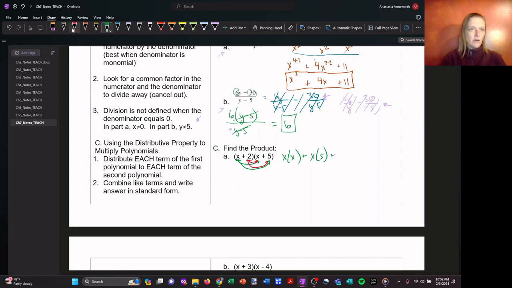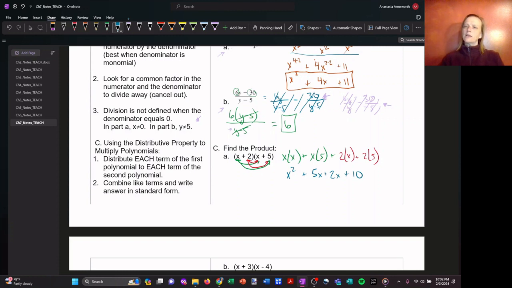Those were the ones I had written in green. What did I write in red? 2 times x. And then I have to think about the 2 times 5. So those are the 4 separate multiplication problems. And if I do the multiplication, x times x is x squared. x times 5 is just 5x. 2 times x is 2x. And 2 times 5 is 10.